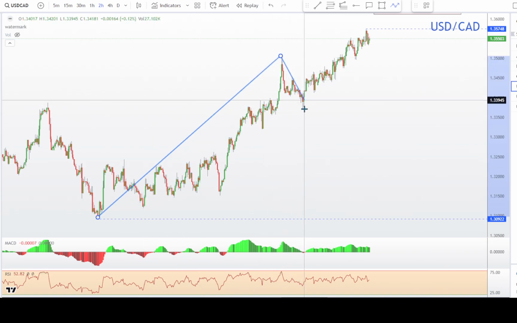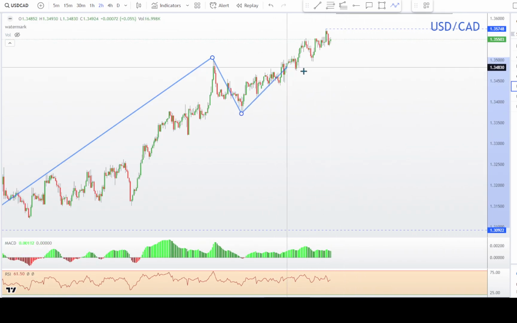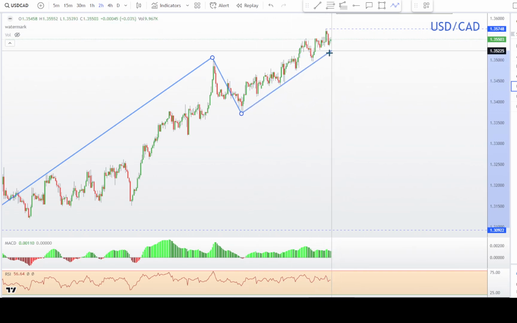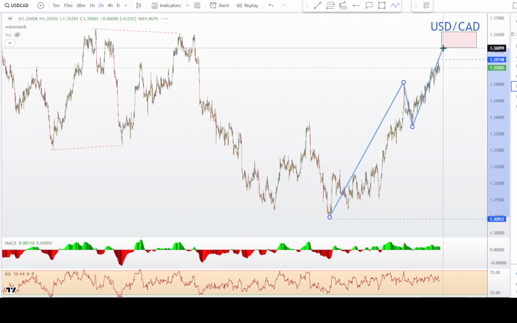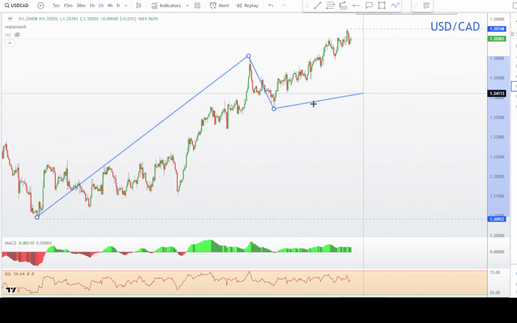You got a correction, and now it's just getting real choppy. So I think this is just a mess. I'm not even going to try and count all these little waves. I think there's a little bit more up. I'm looking for like 1.36 is where this will probably end, somewhere in this area, 3.6 to 3.658. I think this is just some kind of ending diagonal structure.